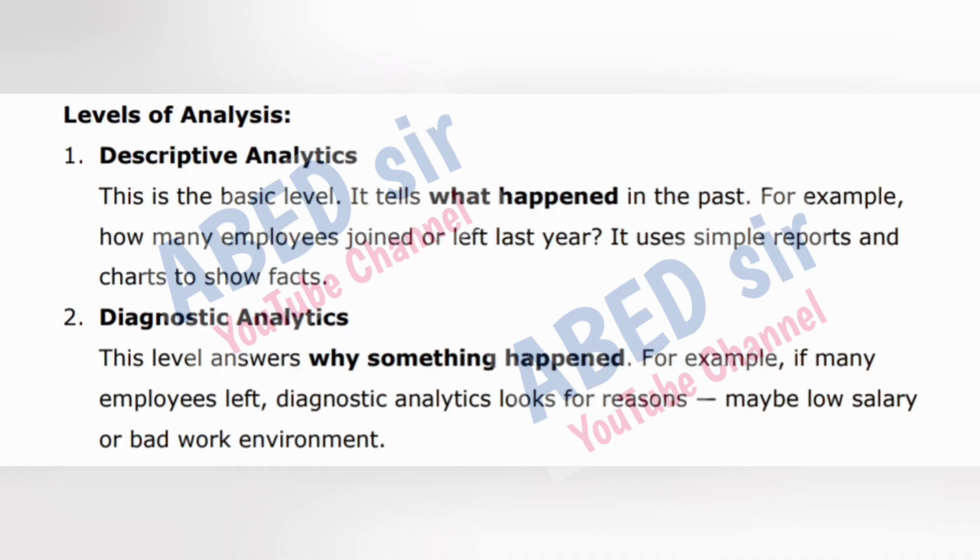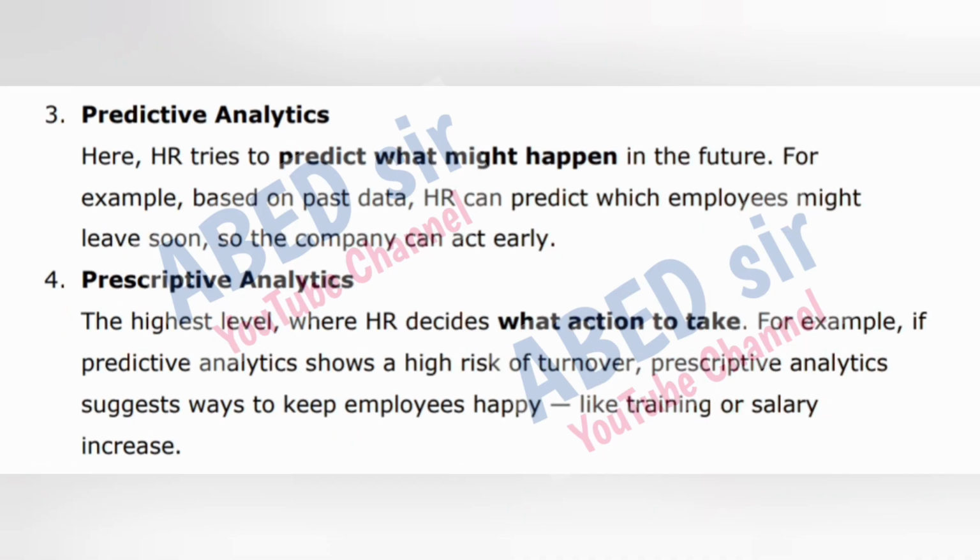2. Diagnostic analytics. This level answers why something happened. For example, if many employees left, diagnostic analytics looks for reasons, maybe low salary or bad work environment. 3. Predictive analytics. Here, HR tries to predict what might happen in the future. For example, based on past data, HR can predict which employees might leave soon, so the company can act early.